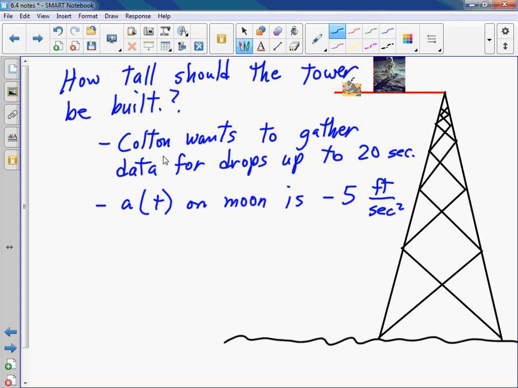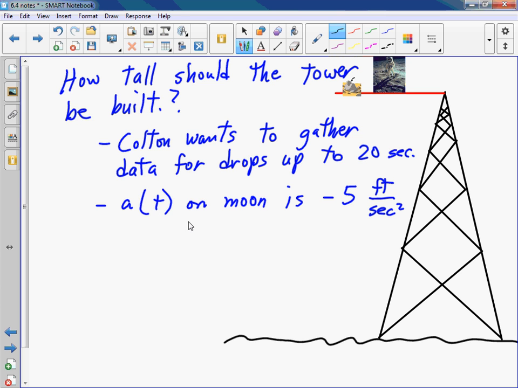Okay, so he wants to figure out how tall to build the tower that will allow him to gather data for up to 20 seconds. He might want to drop it for 5 seconds, 10 seconds, 15 seconds, and then finally 20 seconds at the top. At least that much.